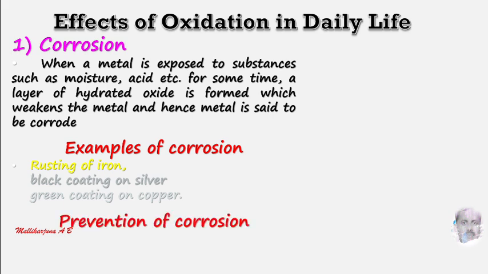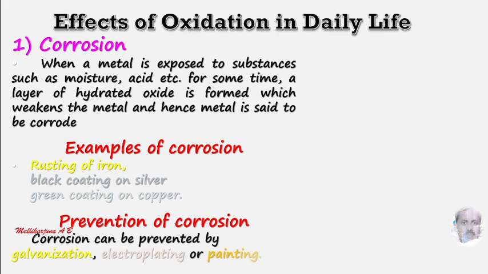How to prevent corrosion? Corrosion can be prevented by galvanization, electroplating or painting.